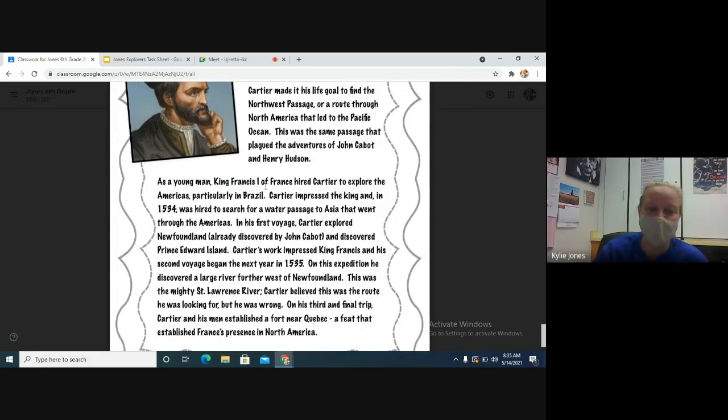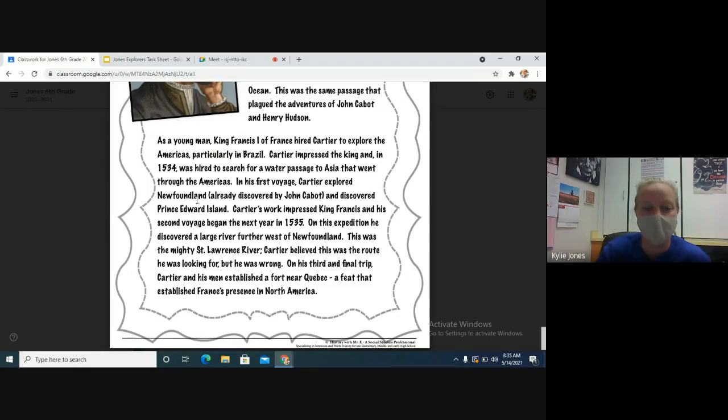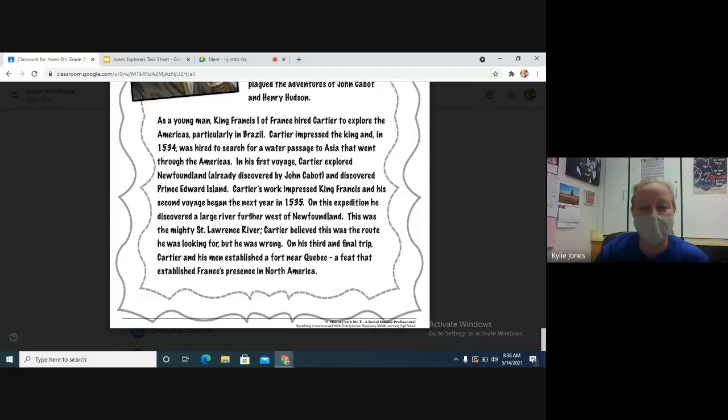As a young man, King Francis I of France hired Cartier to explore the Americas, particularly in Brazil. Cartier impressed the king and in 1534 was hired to search for a water passage to Asia that went through the Americas. In his first voyage, Cartier explored Newfoundland, already discovered by John Cabot, and discovered Prince Edward Island. Cartier's work impressed King Francis, and his second voyage began the next year in 1535. On this expedition, he discovered a large river further west of Newfoundland. This was the mighty St. Lawrence River. Cartier believed that this was the route that he was looking for, but he was wrong.